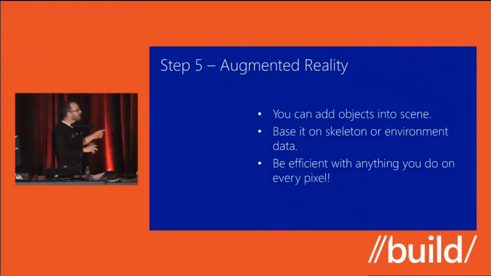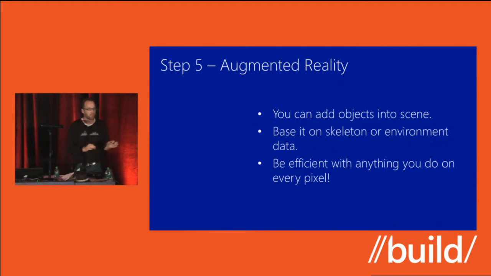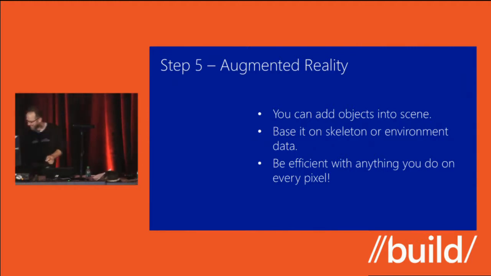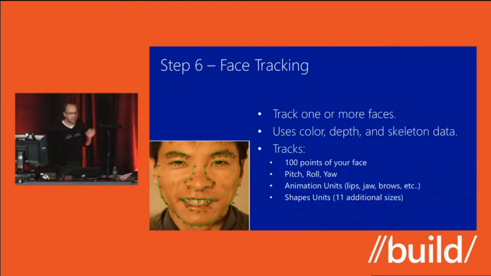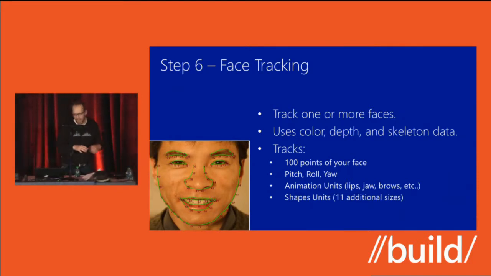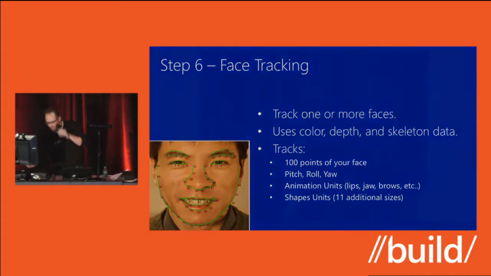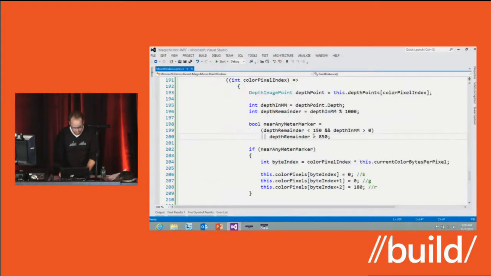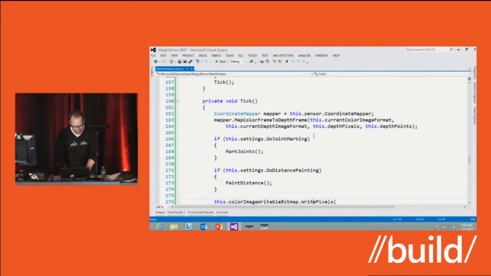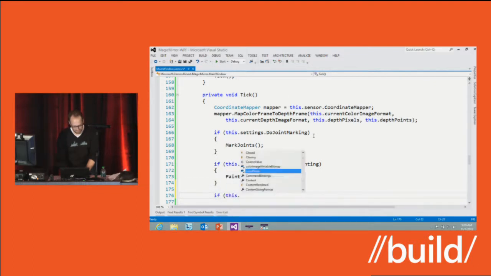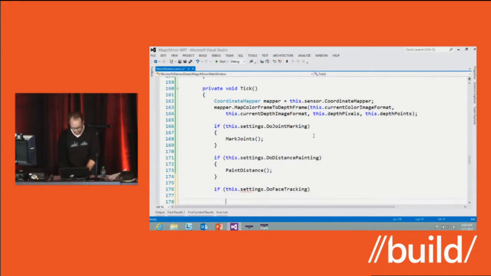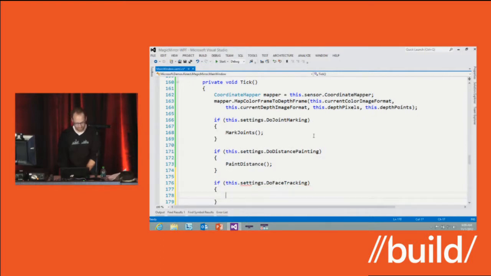So it's really important to be really efficient with everything you do with every pixel, because it counts over and over again. Next, I'm going to add face tracking and show you how face tracking can be used inside of Kinect for Windows as well. Now this, I'm not going to write as much code. I've got a setting, this dot settings dot do face tracking. If I ask them to do face tracking by pressing the F key, I'll say track faces. It's just that easy.